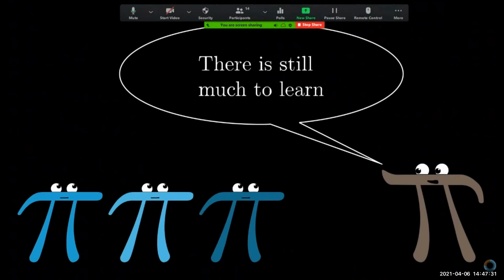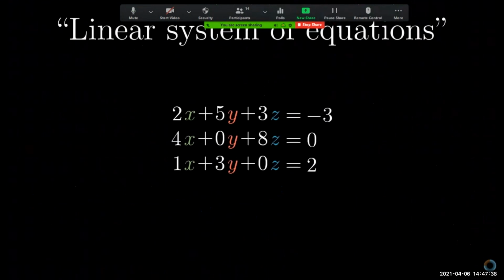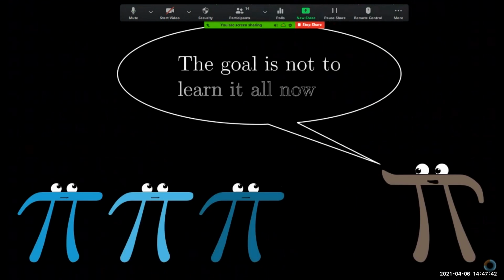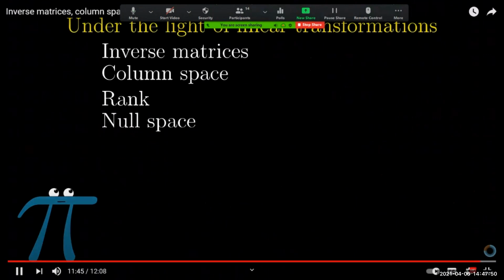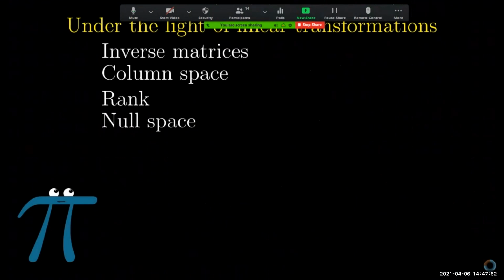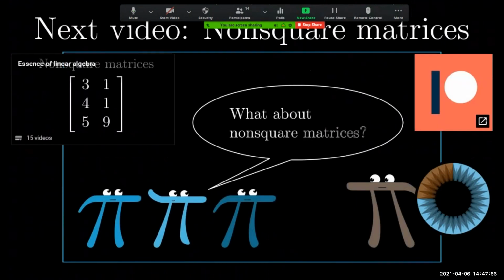Again, there's a lot that I haven't covered here, most notably how to compute these things. I also had to limit my scope to examples where the number of equations equals the number of unknowns. But the goal here is not to try to teach everything, it's that you come away with a strong intuition for inverse matrices, column space, and null space, and that those intuitions make any future learning that you do more fruitful.